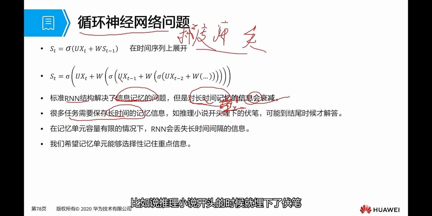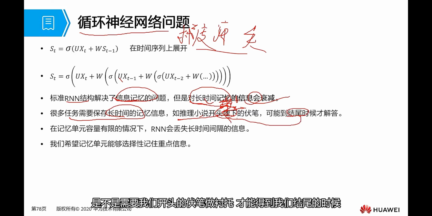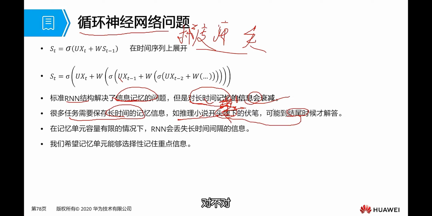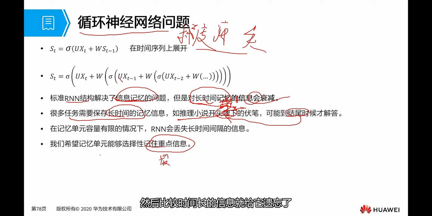For example, if we want to retain long-term memory information, such as in reasoning novels, at the beginning clues were laid out, and only at the end was an answer provided. Therefore, do we need the setup from the beginning to set off the conclusion? What do we hope for in this aspect? It can remember key information rather than just the most recent information. When we remember and compare information over a longer period, it leads to forgetting.